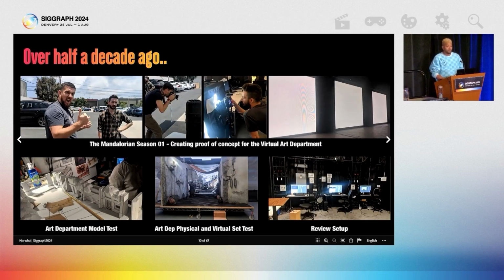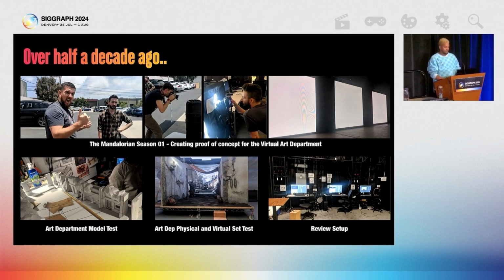Shortly after that, around 5 to 6 years after having Narwhal, which used to be called Happy Mushroom, we landed The Mandalorian Season 1. So that's over half a decade ago. During that project, you'll see photos here, we were responsible for proving out the virtual art department process, for developing the sets and doing tests to show that Unreal could be photoreal, and for building a process that worked for the creatives in pre-production.